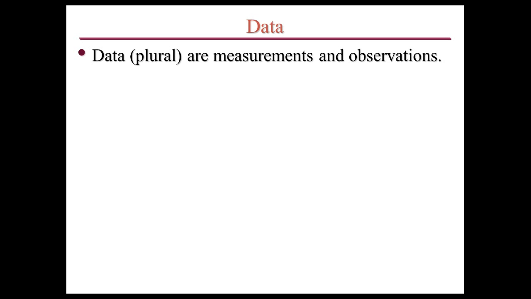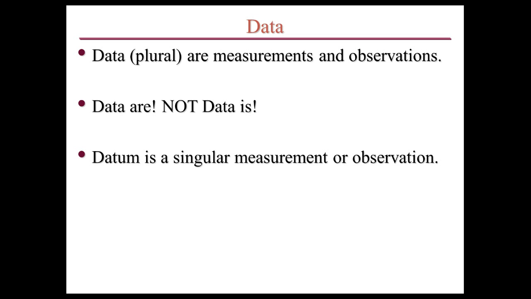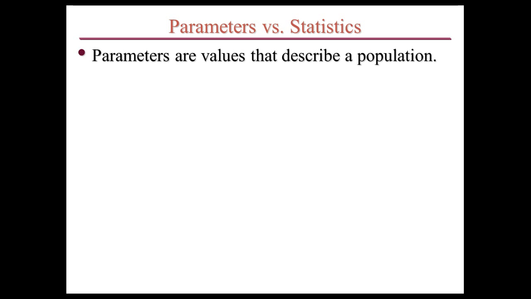So data are plural. They're measurements and observations. So it's data are, not data is. It's easy to say data is, so believe me, but it's data are, so it's a plural term. Datum is a singular measurement or observation, so be careful there. And aka a score or raw score. So a single score for an individual, like their IQ test score, that's a datum. Now if you're looking at a sample, those are data.